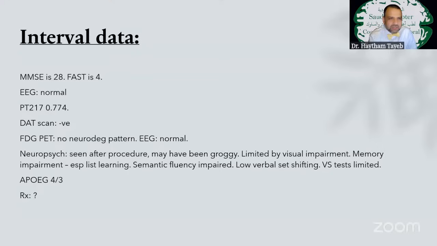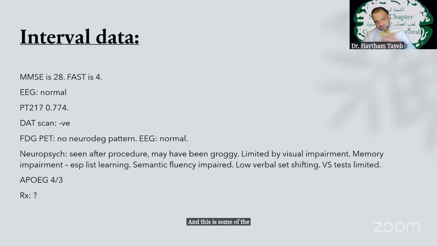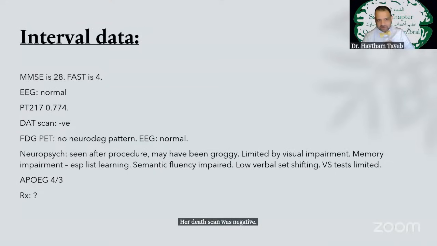Then she came back and she was still having those vivid experiences, and this is some of the workup that we did. Her tau 217 is positive yet again. I have a few negative tau 217s, it's not like all of them are positive, but the vast majority do come back positive. Her DAT scan was negative. I was hoping for that to confirm my initial suspicion of Lewy body. FDG PET showed no particular pattern. Ambulatory EEG was normal.